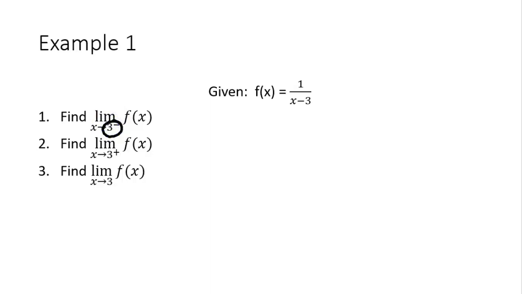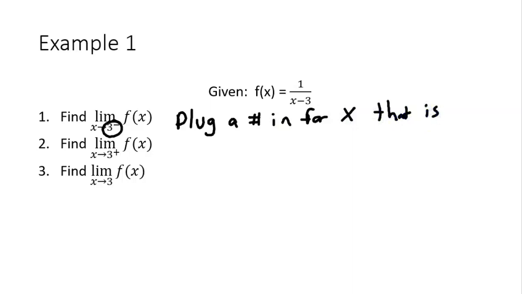So if I want to approach 3 from the left, what I'm going to do is I'm going to plug a number in for x that is really close to 3. In fact, it's going to be 3 minus 0.001. I'm just going to pick 1/1000th. Now that's a random number, but I'm going to subtract from 3 0.001. In other words, that equals 2.9999. So what I'm going to do is I'm going to plug 2.9999 into this function here.